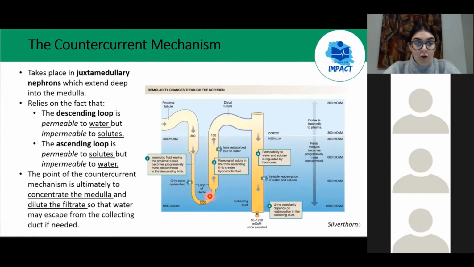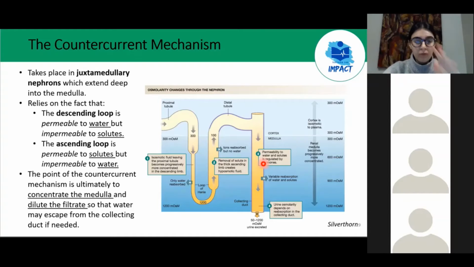The purpose of the countercurrent mechanism is to concentrate the medulla. The medulla, or the interstitium, is this blue thing over here. It's basically everything outside the nephron, so that water can escape from the collecting duct if it needs. That probably sounds like complete gibberish, but it will make a little bit more sense.